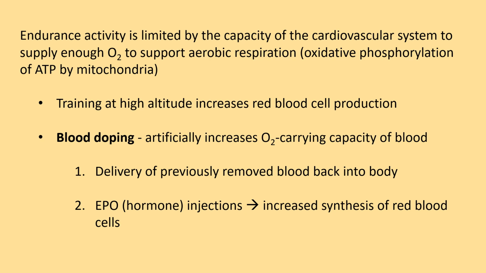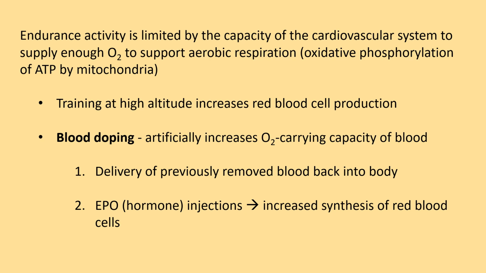So several months before the endurance event, several months before the Olympic trial, for example, the athlete removes some blood from their body, puts it in the freezer for later use. They continue to train, and then right before the event, they deliver that stored blood back into their body. So they have artificially increased or augmented the number of red blood cells in their body.